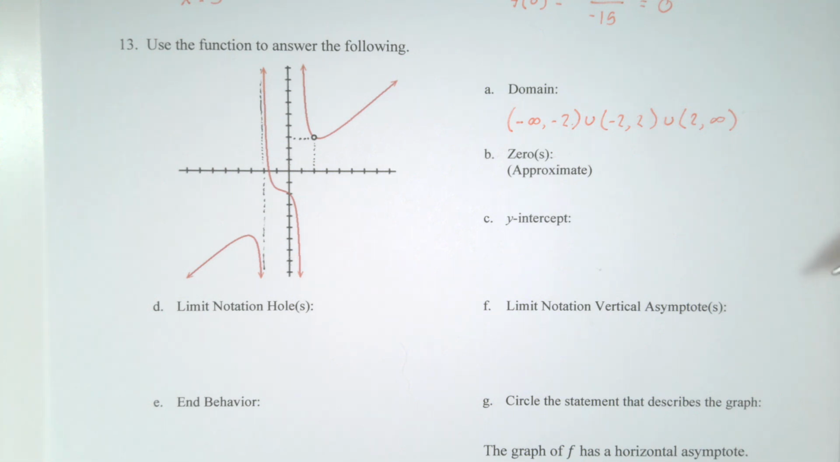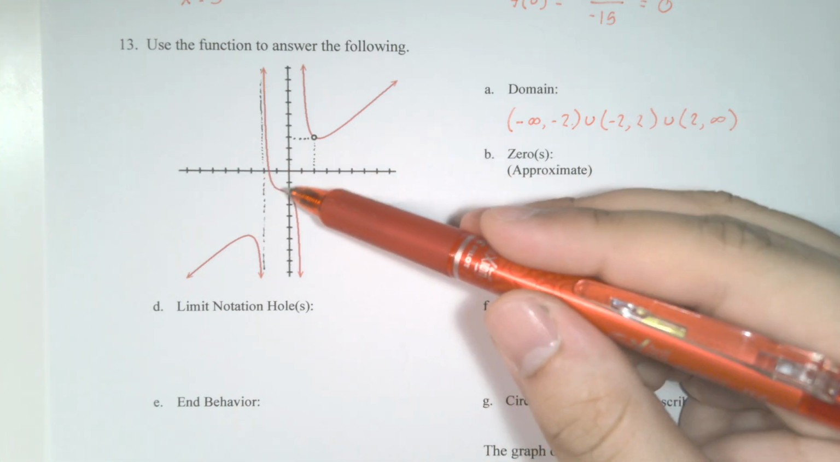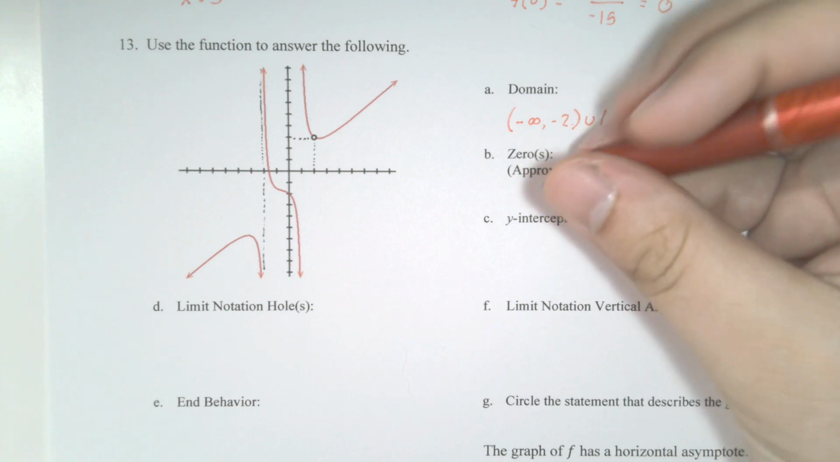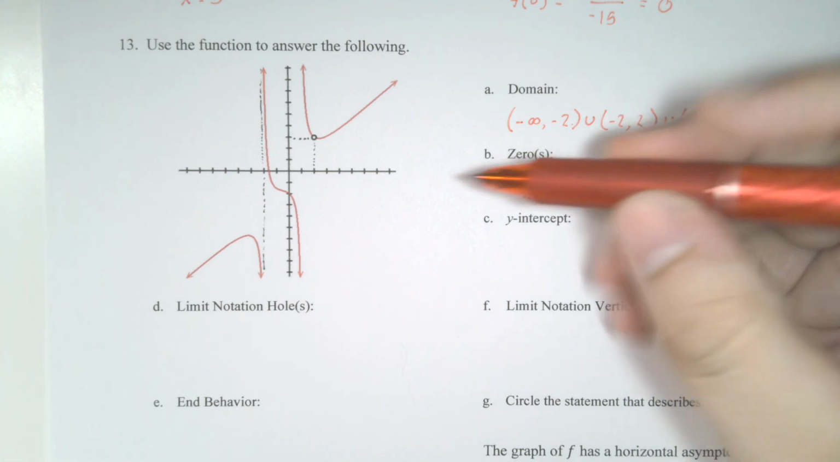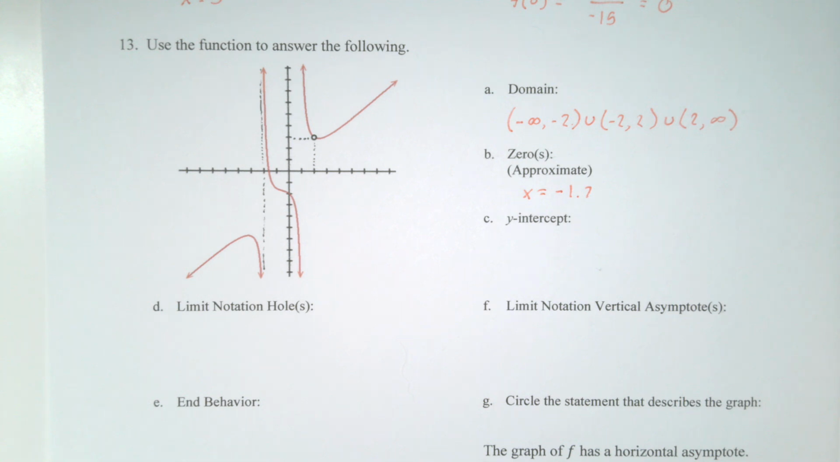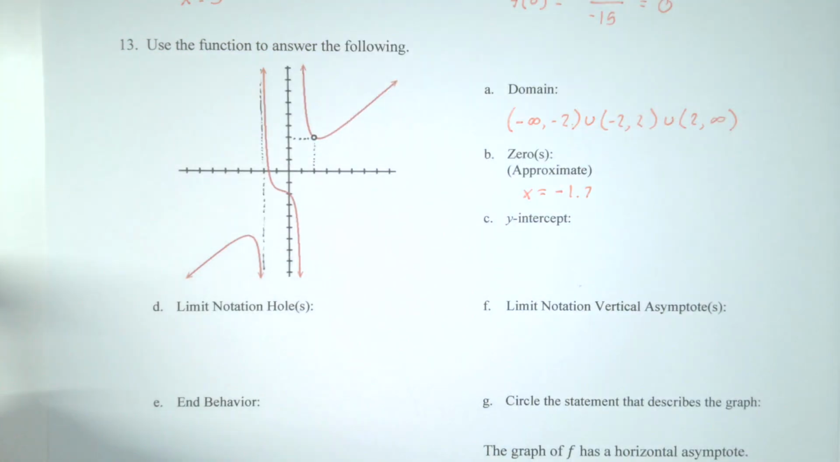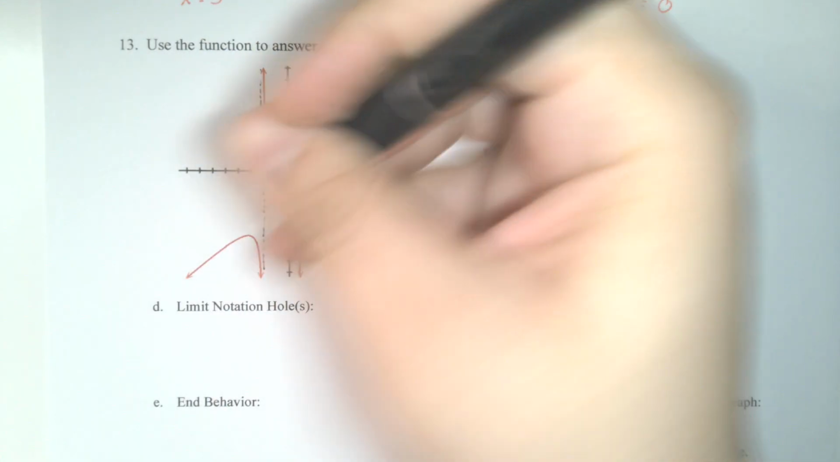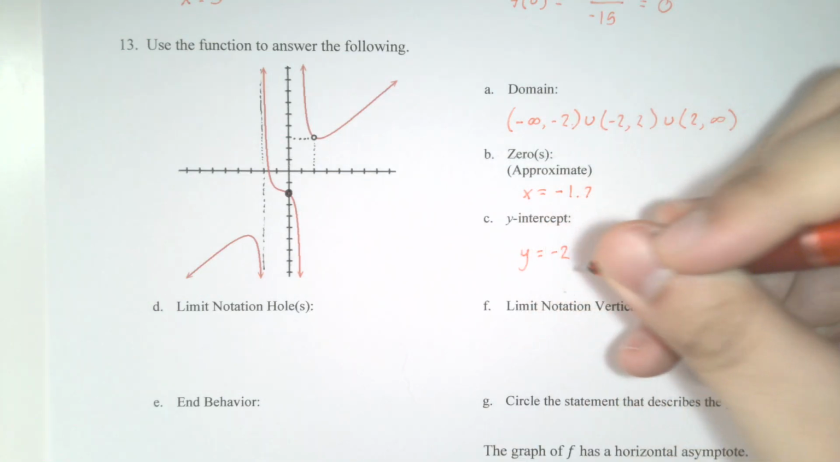Now, what about the zeros? Well, the zeros are going to be anywhere that our graph touches the x-axis. So just approximating this, I'm going to say x is equal to negative 1.7, I don't know. And that is our 0. Now, what about the y-intercept? The y-intercept is where our function touches the y-axis. That is going to be right there. So our y-intercept is where y is equal to negative 2.